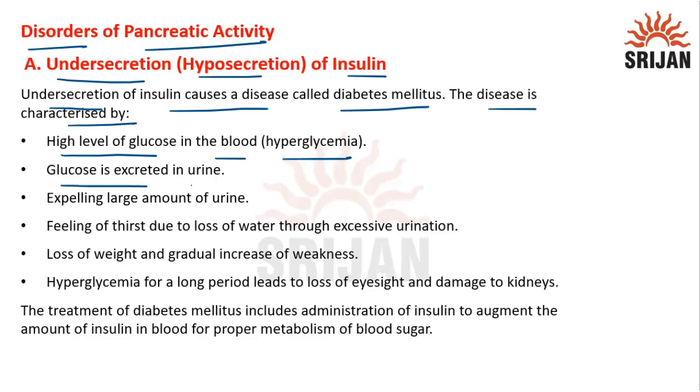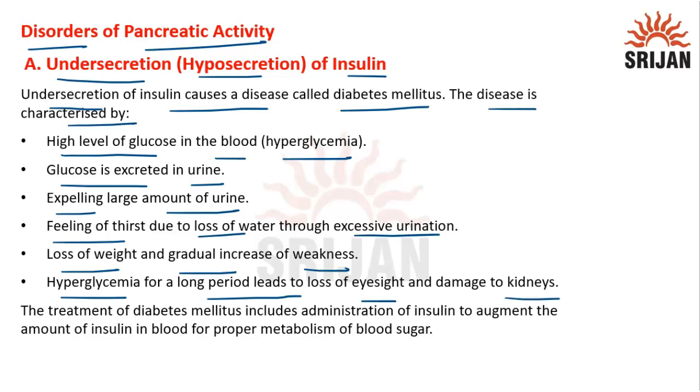Glucose is excreted in urine, expelling a large amount of urine, with a feeling of thirst due to loss of water through excessive urination, loss of weight and gradual increase of weakness. Hyperglycemia for a long period leads to loss of eyesight and damage to kidneys. The treatment of diabetes mellitus includes administration of insulin to augment the amount of insulin in blood for proper metabolism of blood sugar.